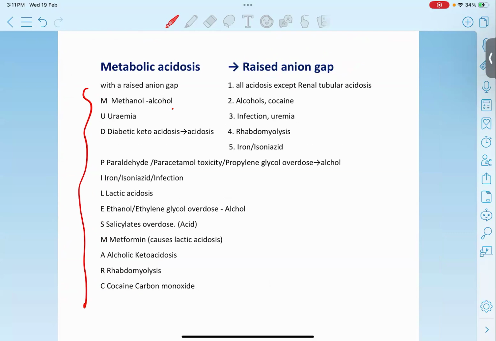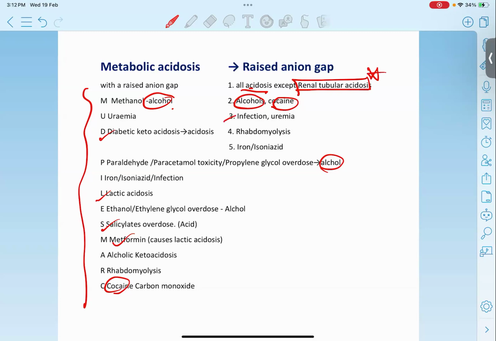So methanol, it is an alcohol. Paraldehyde, propylene glycol, these are also alcohol. So alcohol, cocaine, in this situation we will find metabolic acidosis with raised anion gap. Next is all acidosis except renal tubular acidosis. So whether it is diabetic ketoacidosis, lactic acidosis, salicylate acidosis, metformin lactic acidosis, in all the acidosis we will find raised anion gap with metabolic acidosis except for renal tubular acidosis.